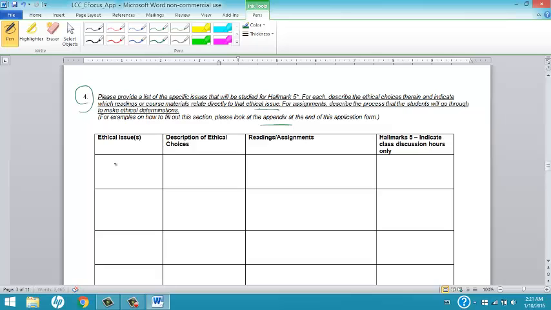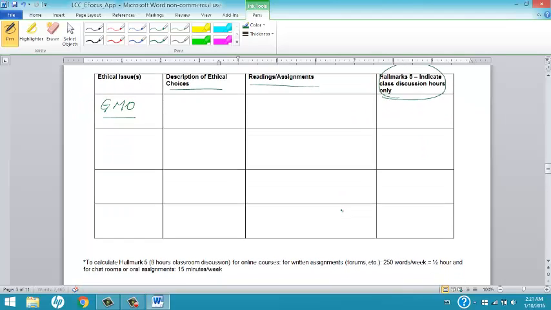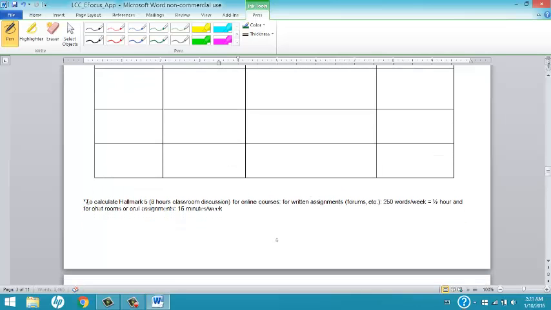So over here, please fill out your ethical issues. It could be related to GMO, and please describe your ethical choices, list your reading or assignments, and indicate, very importantly, the class discussion hours. So for instance, right down here, you will see that for online courses, for you to calculate hallmark number 5, which we need 8 hours of class time discussion for online courses as well. For written assignments and forum, we will count 250 words per week, equivalent to half an hour. And for chat rooms or oral assignments, that would be 15 minutes per week.